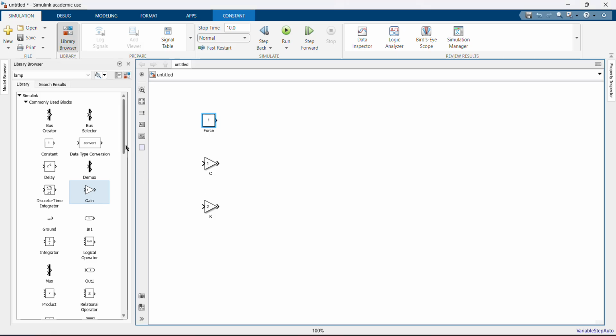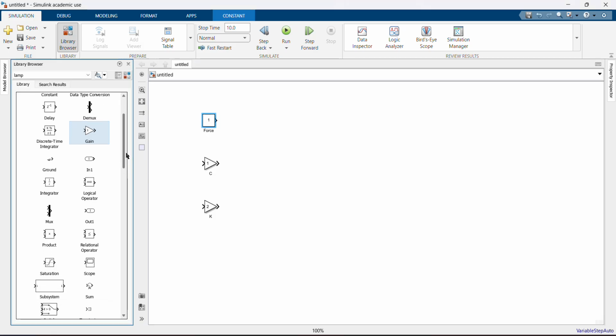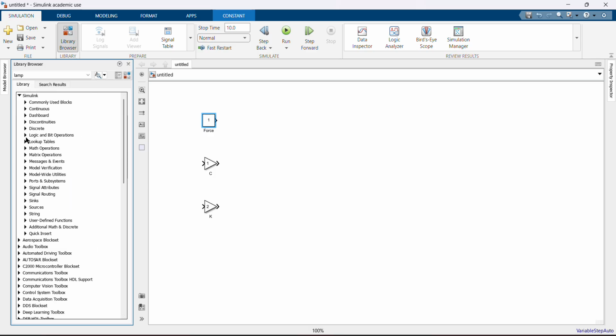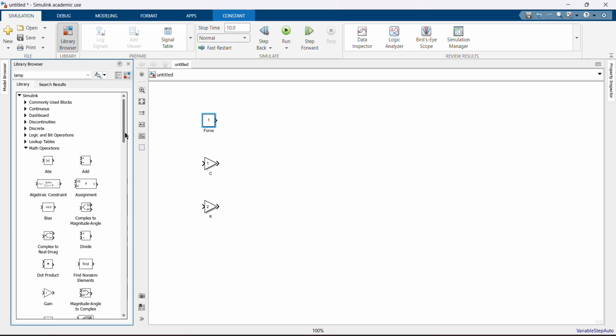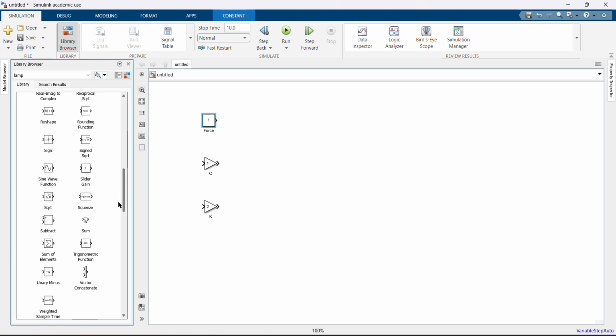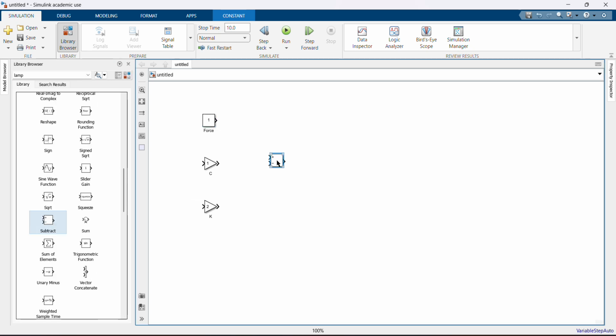So to do that, I am going to use a subtract block. The subtract block is found in math operations. In math operations, click the drop down menu and you'll find these various blocks. So locate the subtract block. The subtract block is here, but there are only 2 ports in this block. However, I have three variables to give as input.